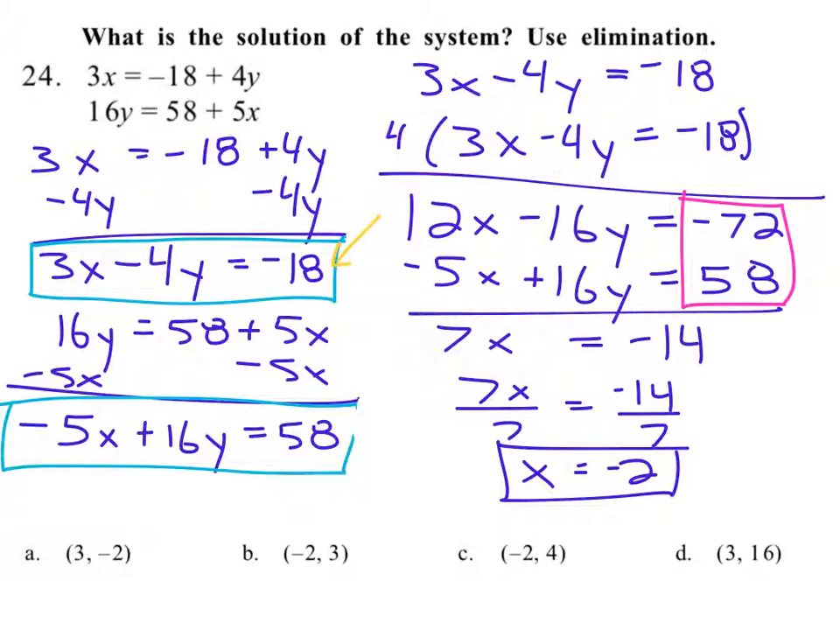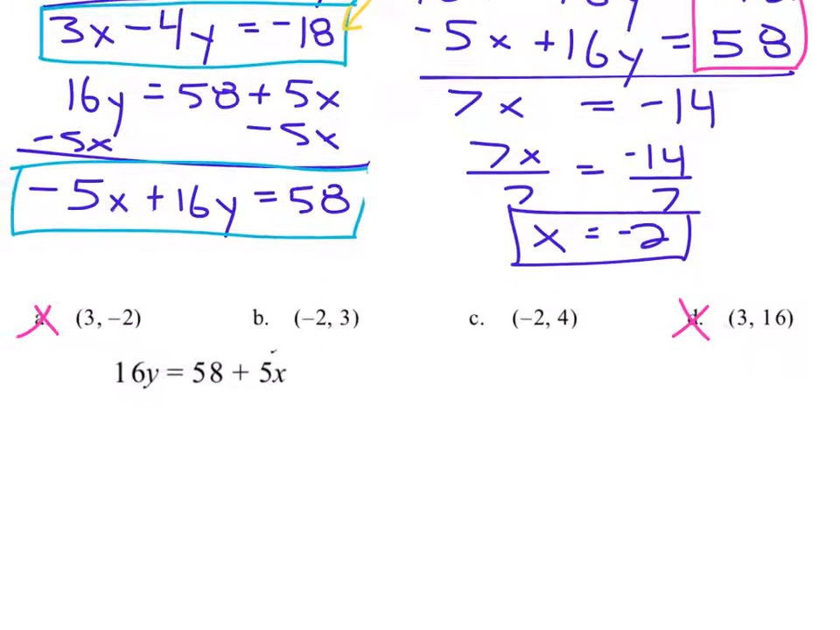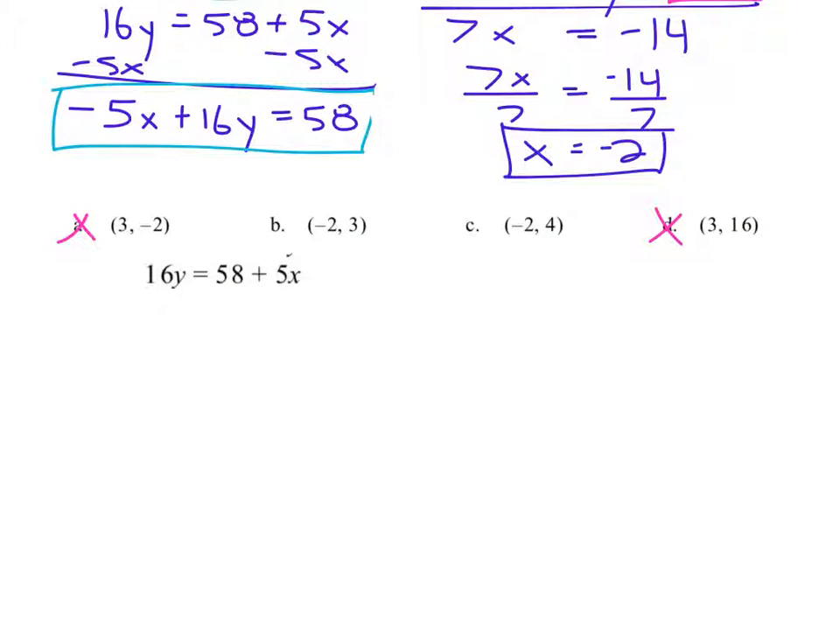That already eliminates A and D because they don't have negative 2 for x. Now, how do we find out what y is? I'm going to zoom in on the middle here and do the calculations. Or maybe actually I could just copy one of the equations. This is a cool little tool. I'm going to copy this equation, duplicate it, and bring it down. I'm going to slide the whole thing this way and use this equation that I copied.